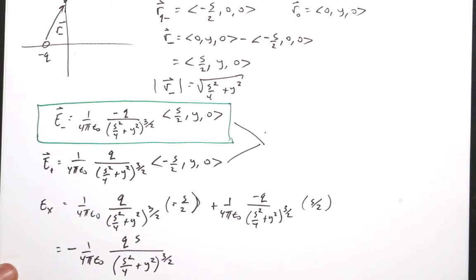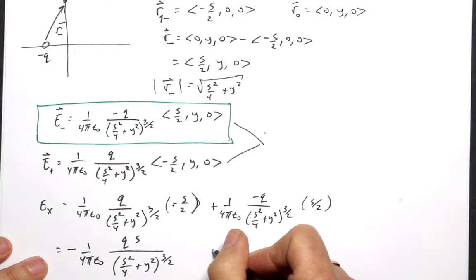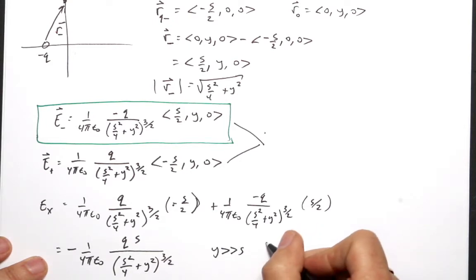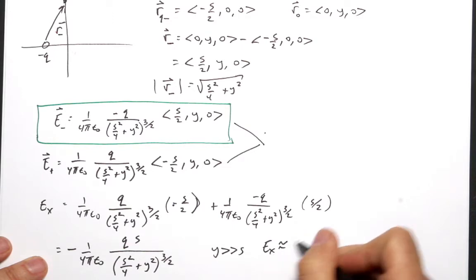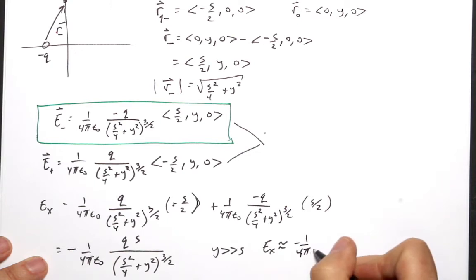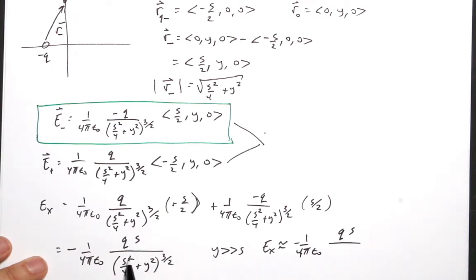Maybe I can zoom out my camera a little bit. Now I can take the case where y is much greater than s. If that's the case, this term down here, s squared over 4, is going to be very small compared to y squared. So I get Ex is approximately negative 1 over 4 pi epsilon naught qs over, this is just going to be 0, and I get y squared to the 3/2, which is going to be y cubed.